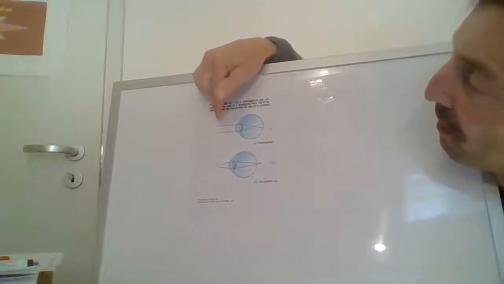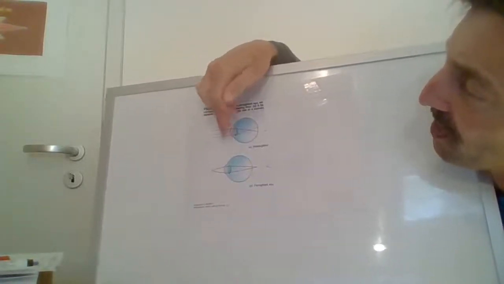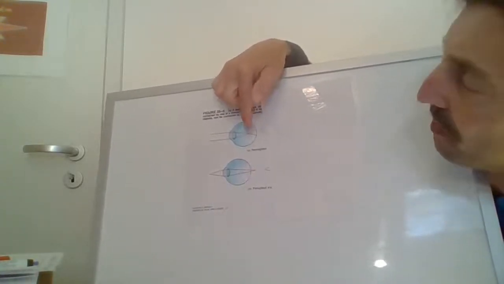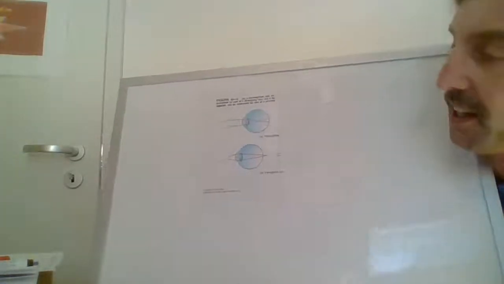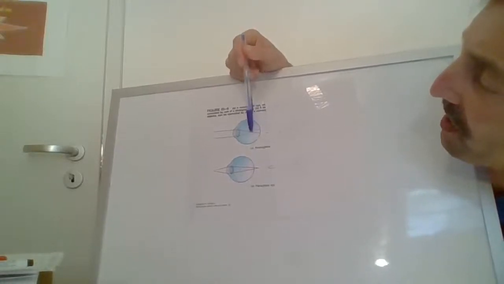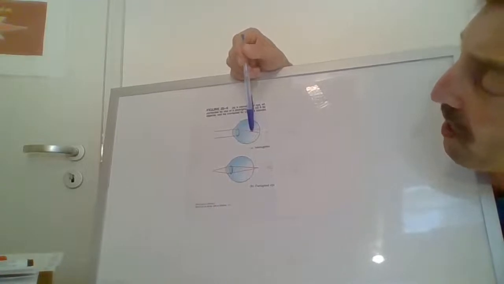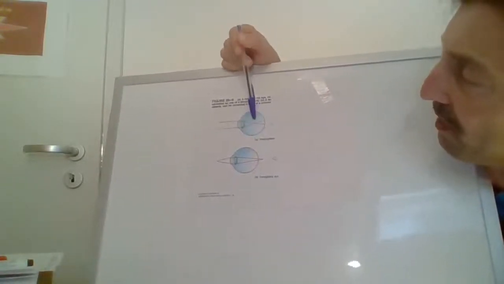Let's see what my problem was. Here are the objects from far away. The rays come in, and instead of landing on the retina, see that? They land too near the front. The image is landing here instead of where it should, on the retina. So if it's too near the front, I was nearsighted. That's where it gets the language.